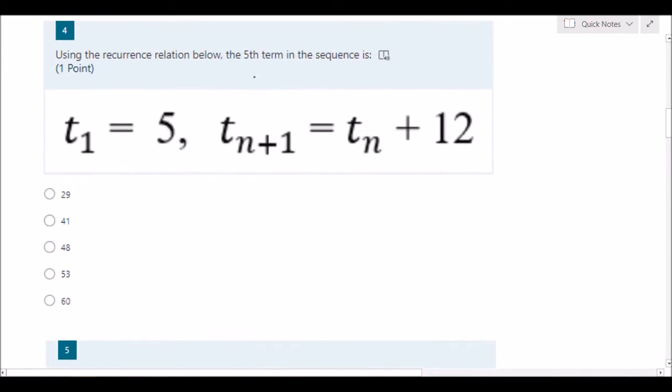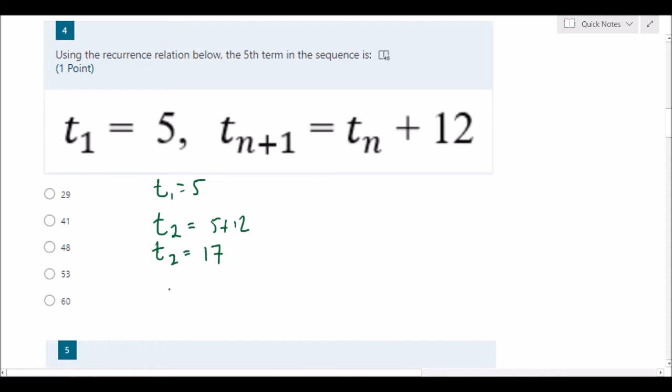Using the recurrence relation below, the fifth term in the sequence is... what's the fifth number? Well, let's list out the numbers. T1 is 5. T2 would be, look at the recurrence relation, it's saying that to get the next number, you're adding 12. So that means T2 is going to be 5 plus 12, which equals 17.